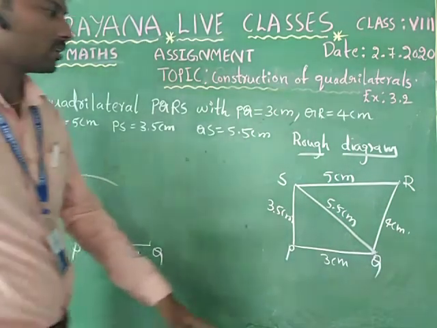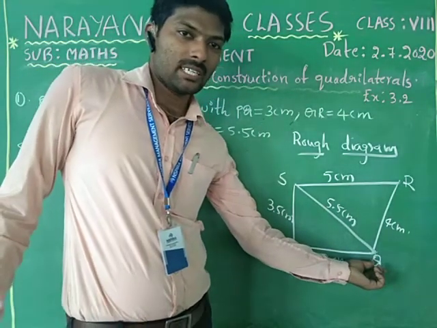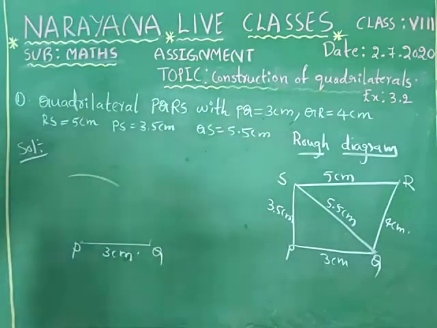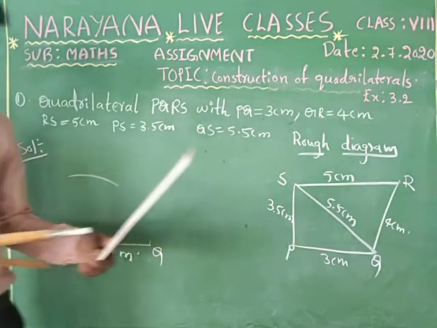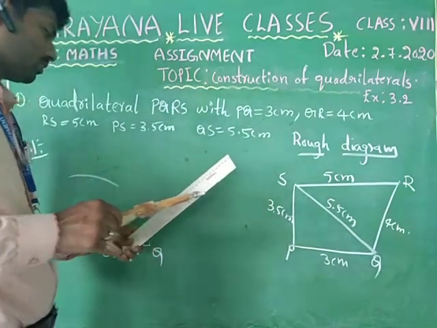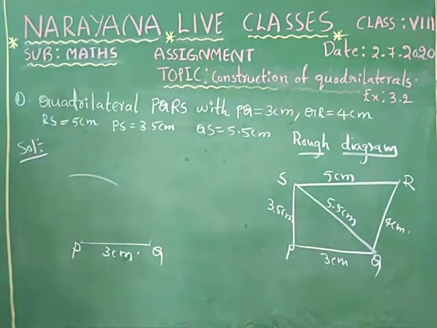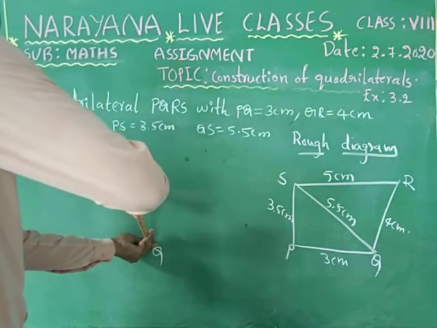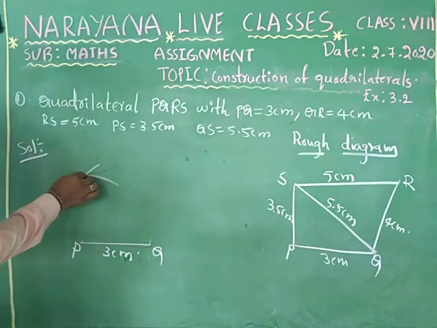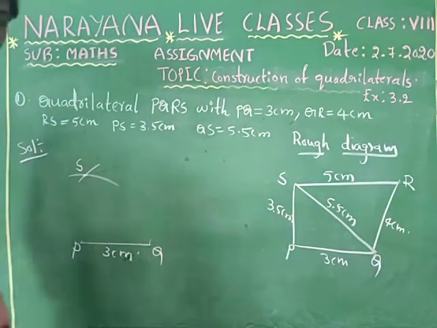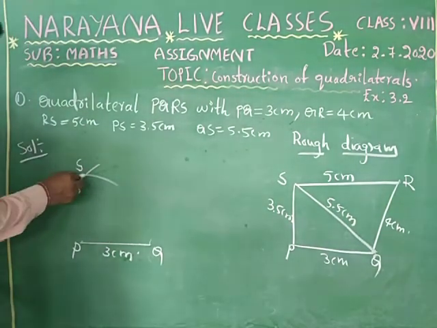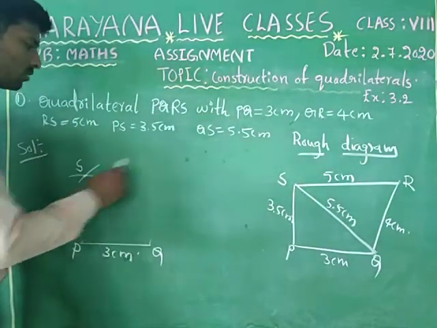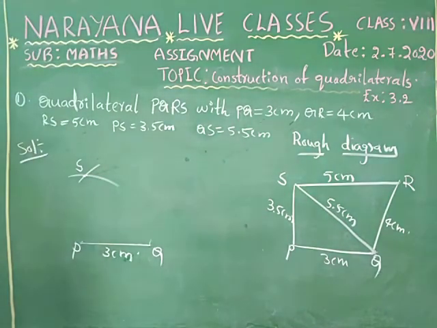Again, take point Q as a center with radius 5.5 centimeter, measured with the help of a scale. Draw an arc. This point of intersection we take as point S. Now consider point S as a center with the radius 5 centimeter. Draw an arc.